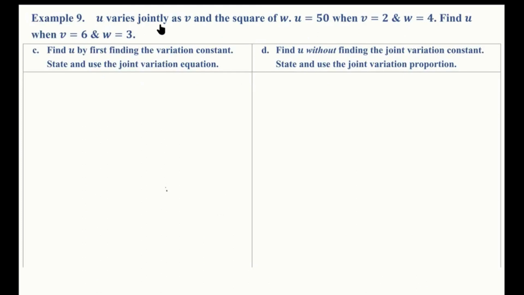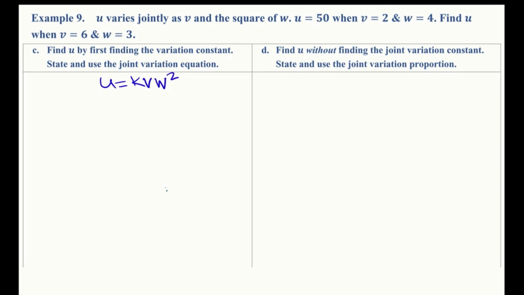So here we have u varies jointly as v and the square of w. So we're going to set it up as u equals k. So remember, as what? As v and the square of w. So w squared, like that.